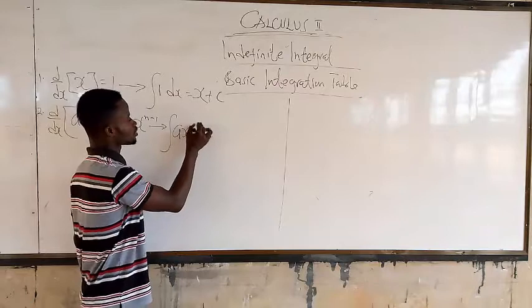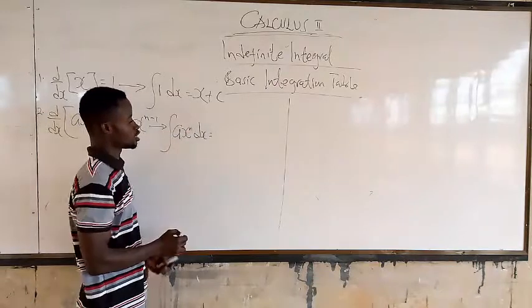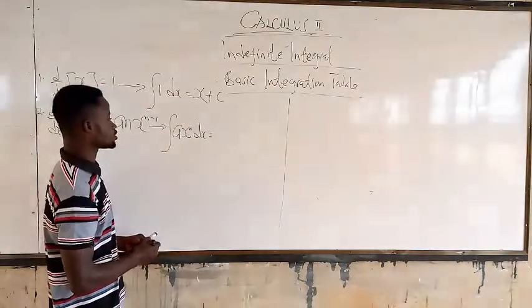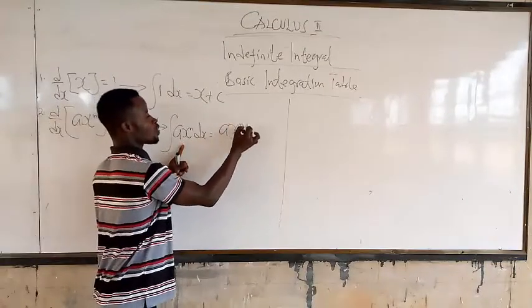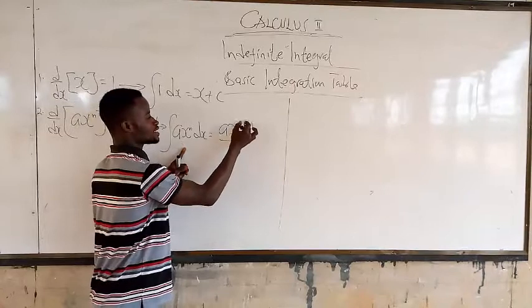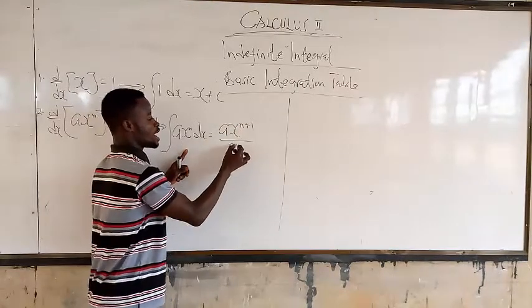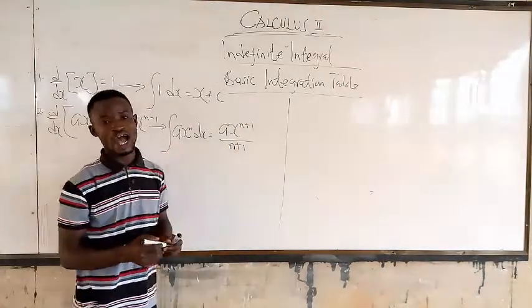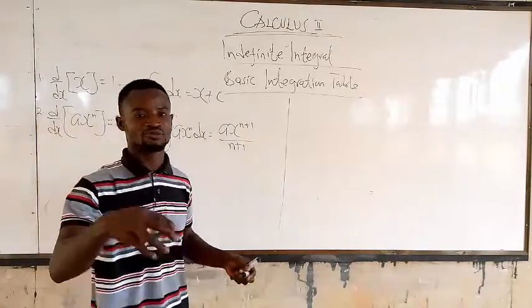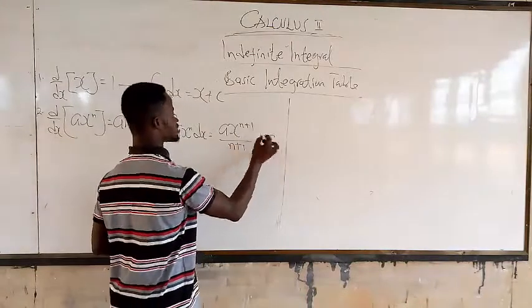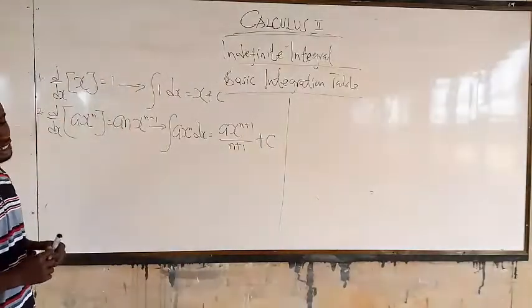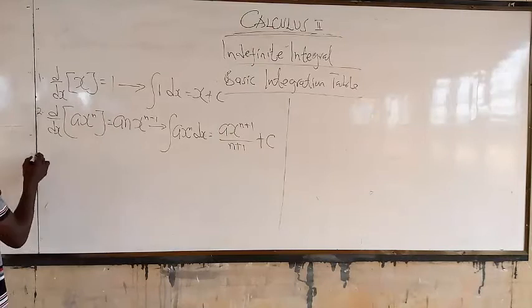And here too, when you integrate a polynomial x to the power n, in integration, what we do is that you add 1 to the power, then you divide by the result, or the whole n plus 1. You add 1 to the power and divide by the result. Then you add plus c. So this is what we do in integration.